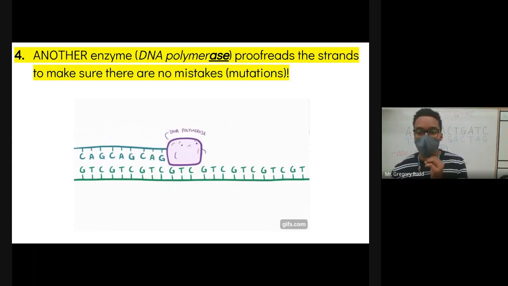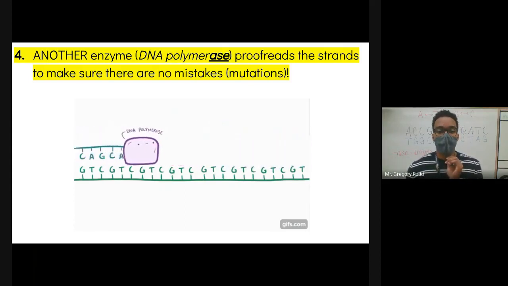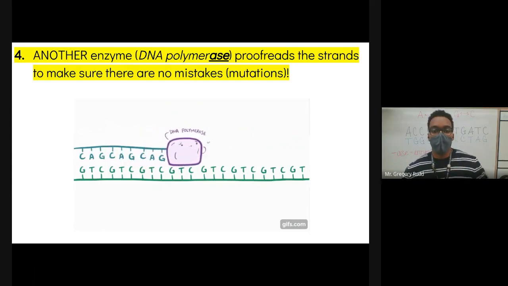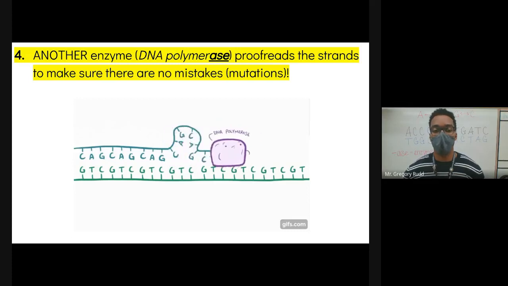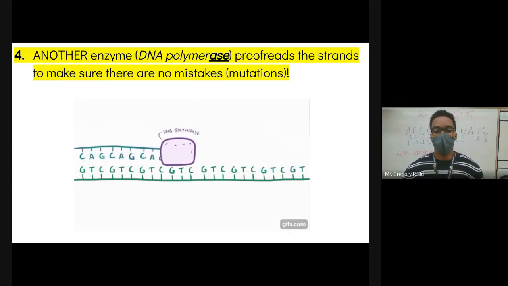This process is remarkably accurate. Like I said yesterday, we've got about 3 billion base pairs in our DNA, and very, very few mistakes occur. Very, very few.